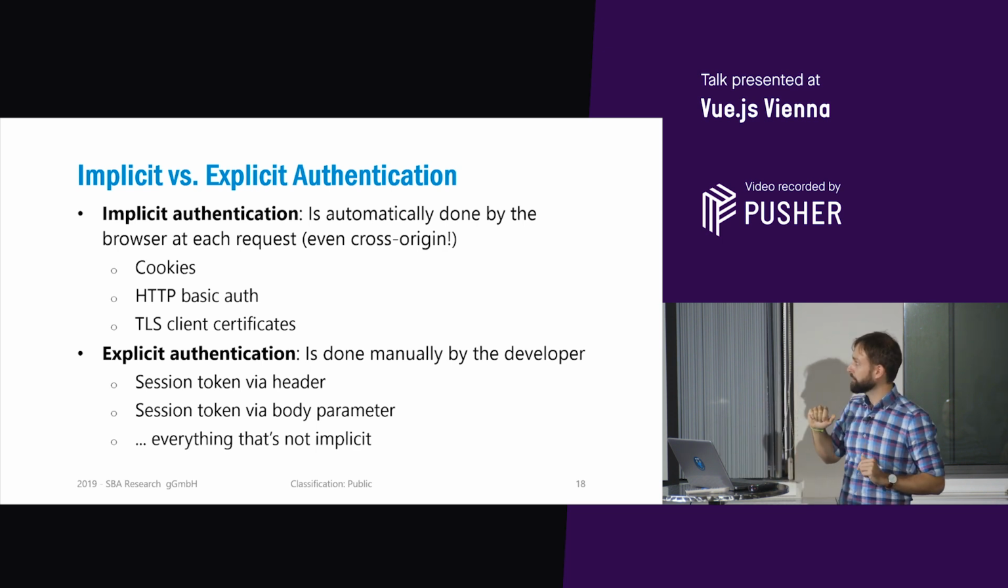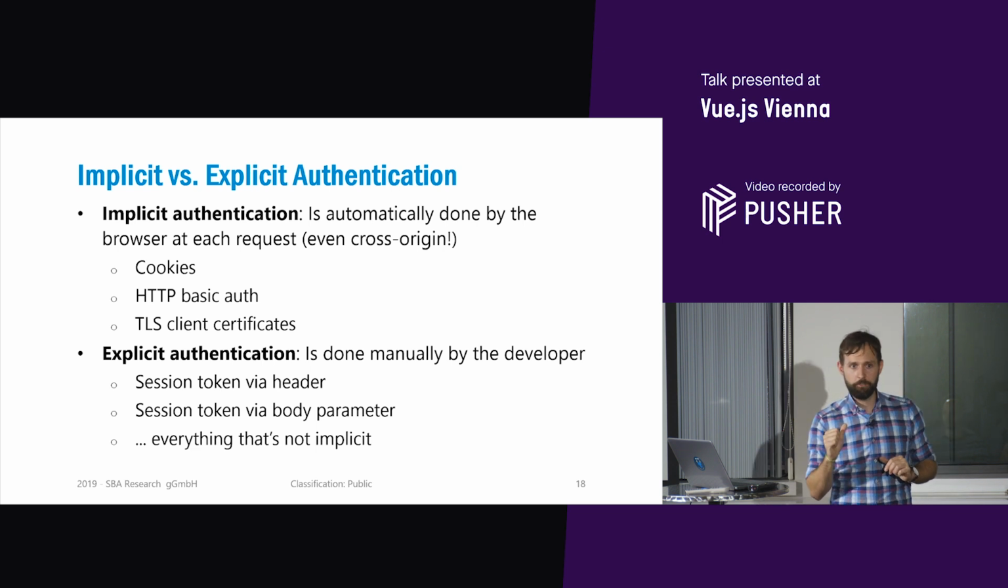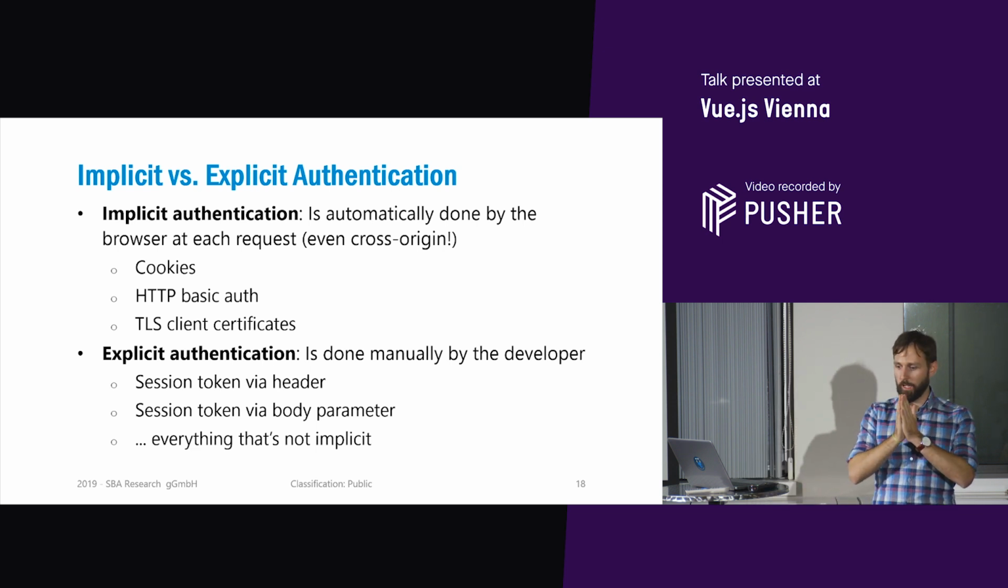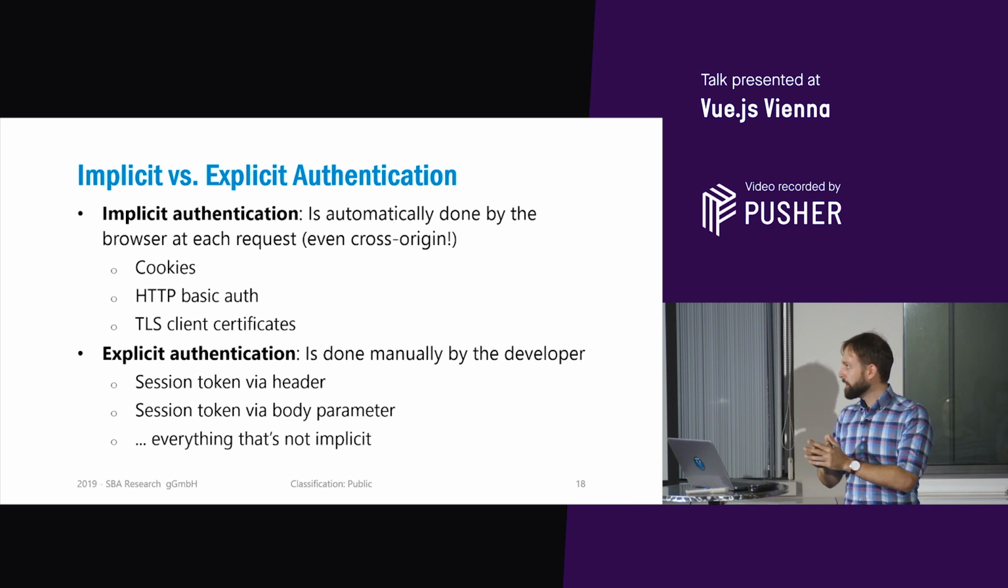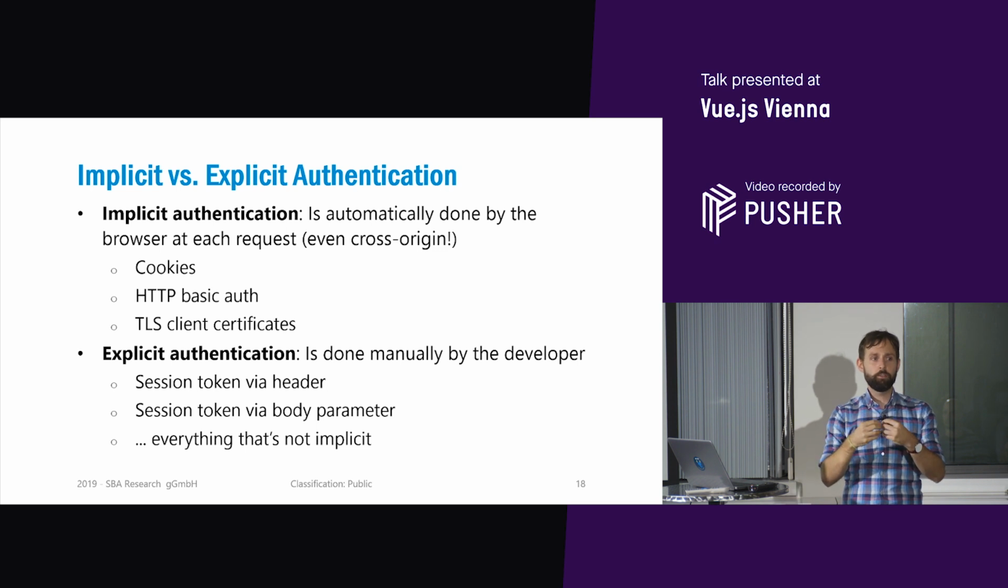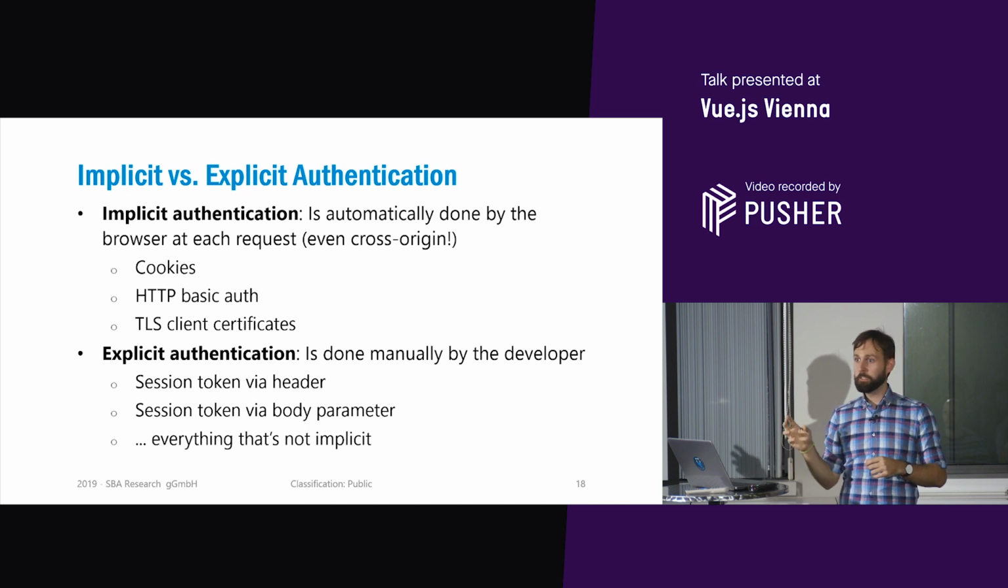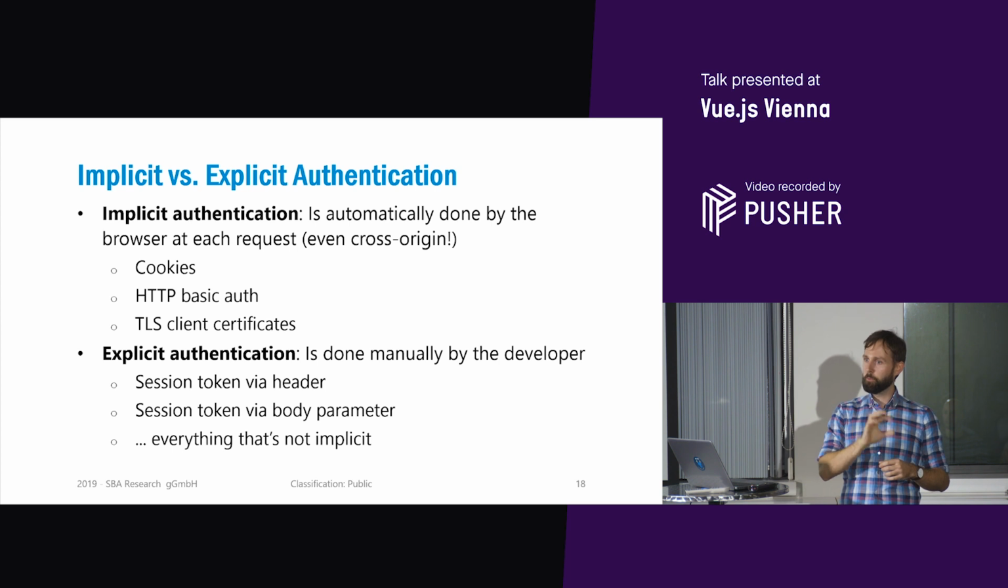The other thing that we need to understand is implicit versus explicit authentication. Now, if an HTTP request is sent to a server, there are situations where the authenticating part of the HTTP request is sent automatically. That's the case with cookies. Yeah. So if there's a cookie set for that domain, and the request goes to the domain, it is going to be an authenticated request. It doesn't matter where it comes from. It can be from a different origin. It's going to be an authenticated request.